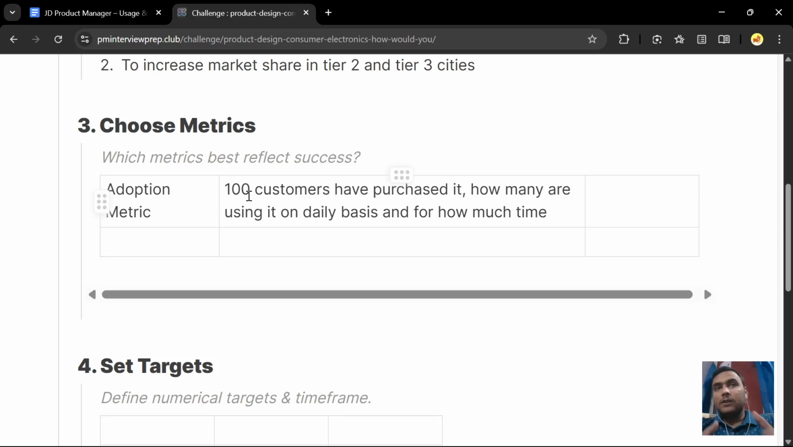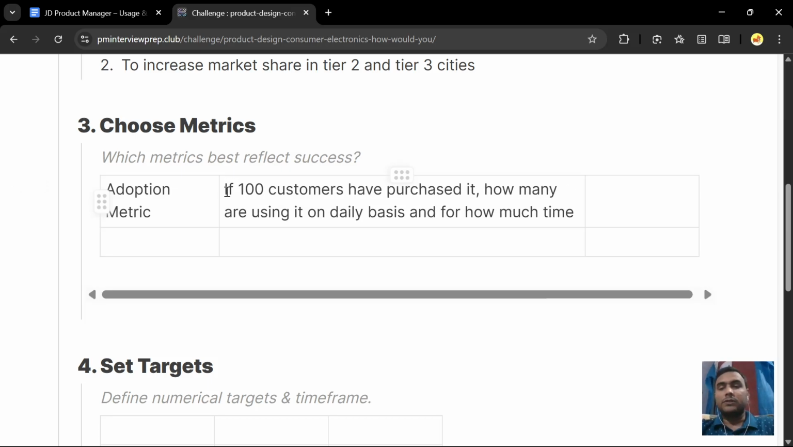Finding the core part of that adoption metric, how we define adoption, is that if I have 100 customers who have purchased it, then how many are using it on a daily basis? Because until and unless the retention part holds, if my product is not used by the customer on a continuous basis for a particular time frame, then it is not actually successful, and it is not going to stick with them for the longer term.